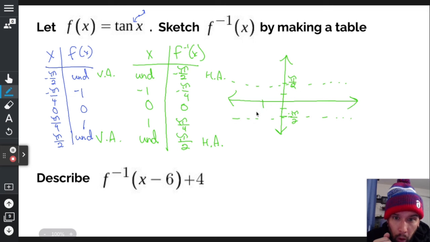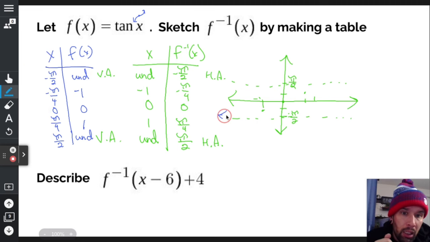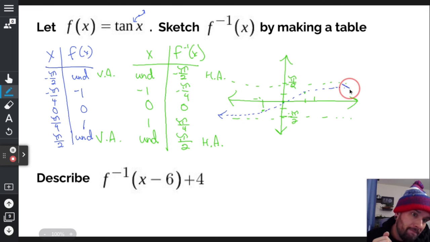At negative 1, I'm at negative pi over 4, 0, 0. And at positive 1, I'm at regular pi over 4. So the graph is going to basically limit out here and look like that. Okay.